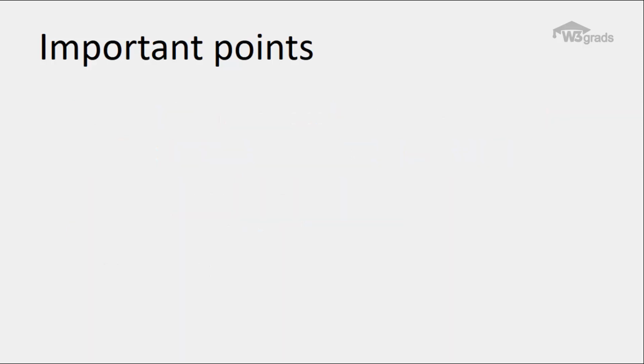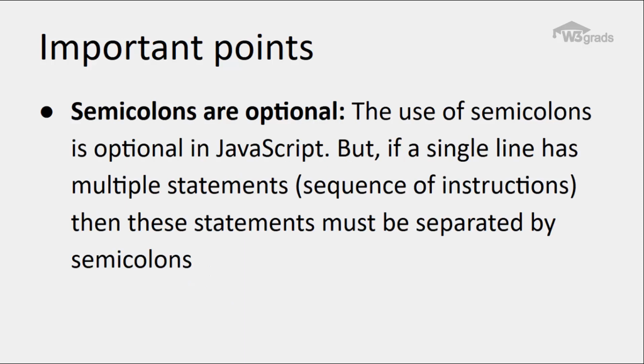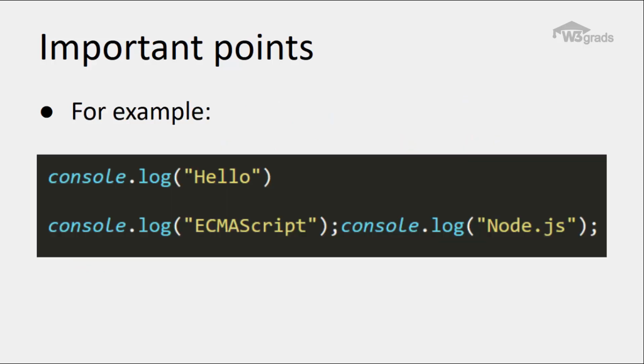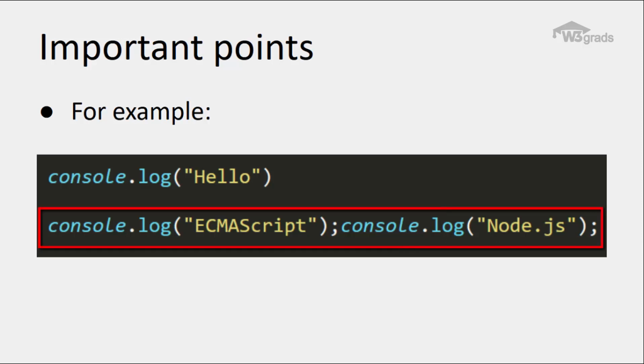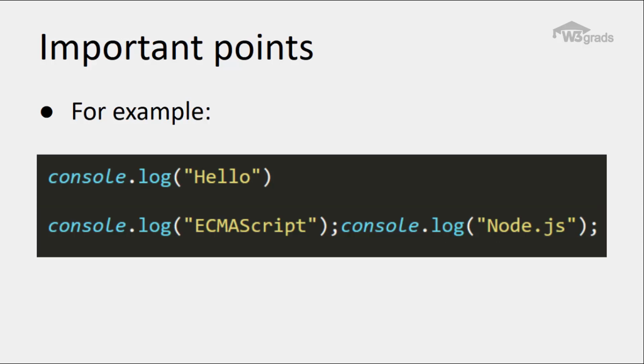The third point is, semicolons are optional. The use of semicolons is optional in JavaScript. But if a single line has multiple statements, or you can say a sequence of instructions, then these statements must be separated by semicolons. For example, if you have only one statement written as shown here, then putting a semicolon at the end is optional. However, if you have more than one statement written on the same line, as shown here, then it is a must to separate each of these statements with semicolons.